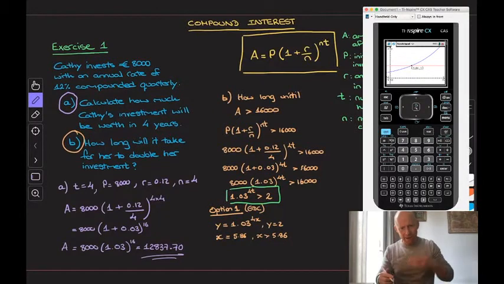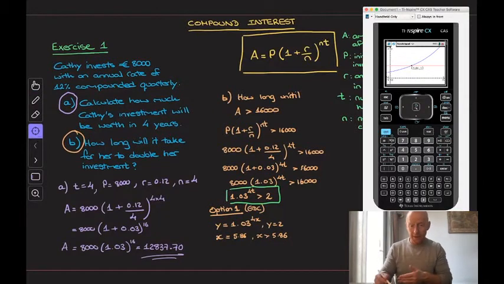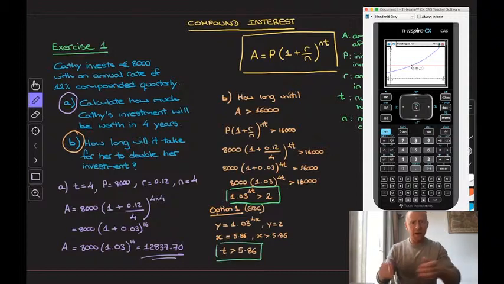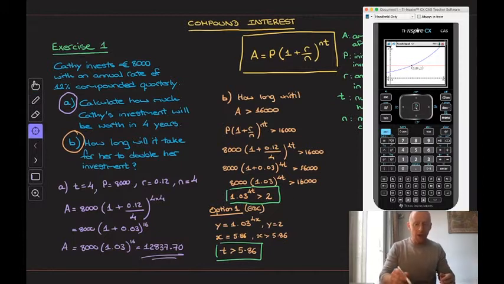Now in an exam though, remember what you're actually dealing with here. The variable isn't x, it was t. So as silly as it may sound, do make sure to actually state your answer in terms of the variable. So t has to be greater than 5.86. That's the solution. Okay, so 5.86 years is how long it would actually take. We could be asked to break that down into months, or even, since it's compounded quarterly, we could be asked to break that down into terms or trimesters. Not going to do that right now though. Okay.